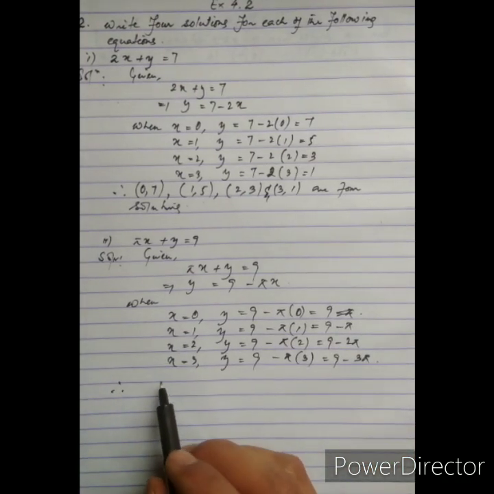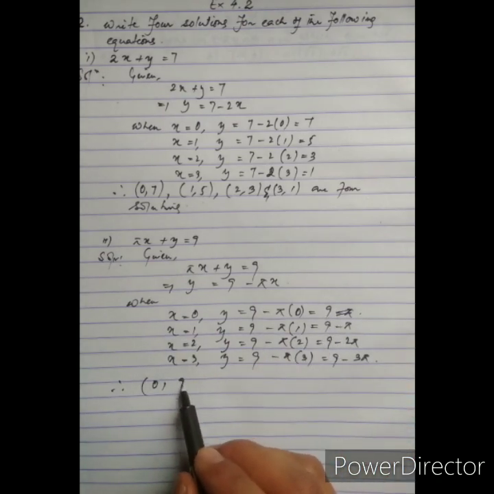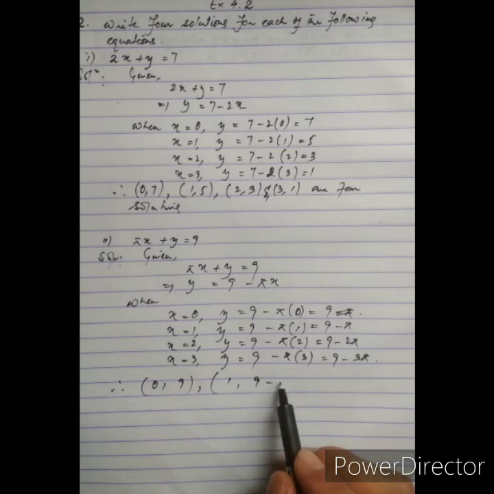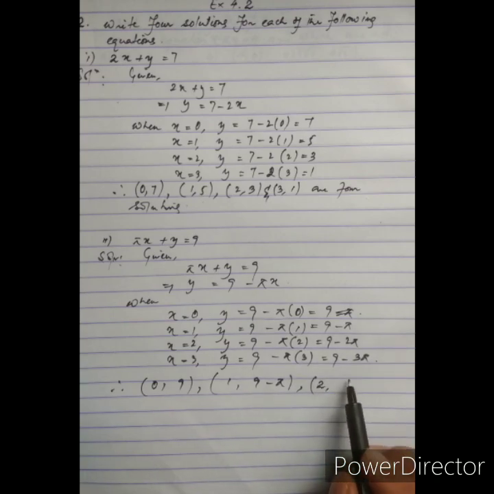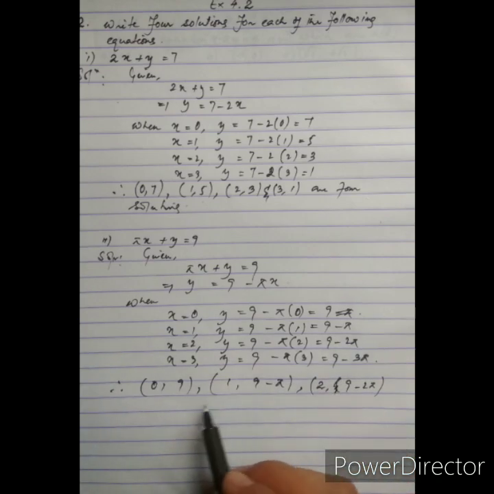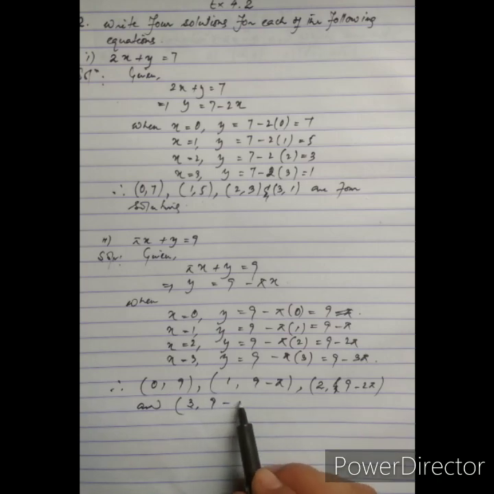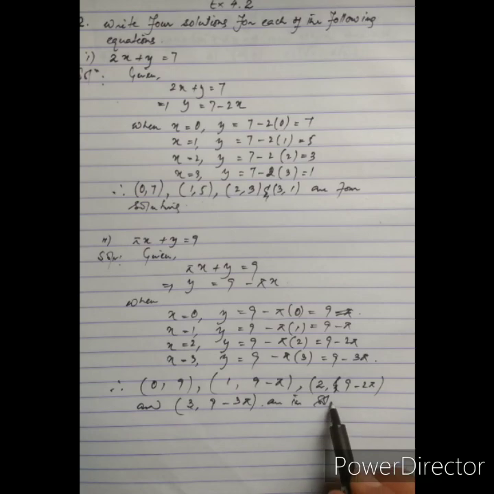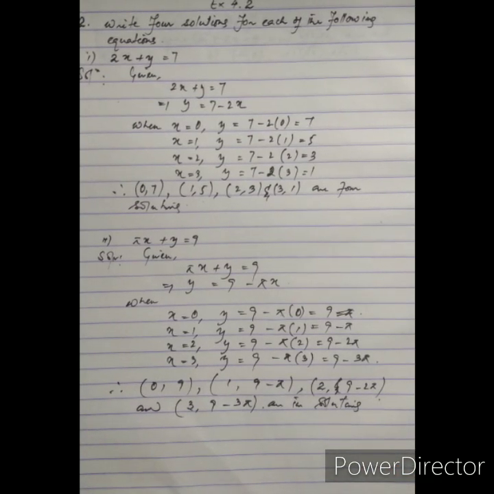Therefore x is 0, y will be 9. Then x is 1, y becomes 9 minus pi. Then next, when x is 2, y will be, sorry, 9 minus twice pi. And what is the last one? x is 3, then 9 minus thrice pi. These are the solutions.